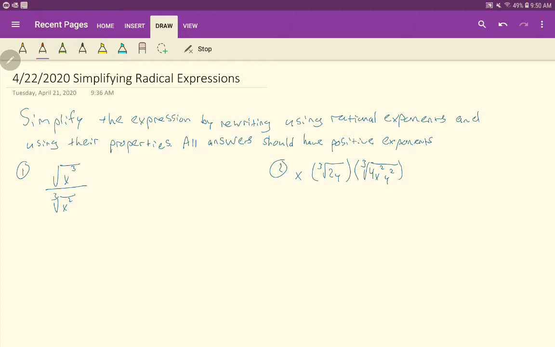Alright, anyway, so today we're going to be continuing with our simplifying. Yesterday we simplified rational exponents, and we're still going to use those properties a little bit today, but we're going to be focusing on simplifying radical expressions.